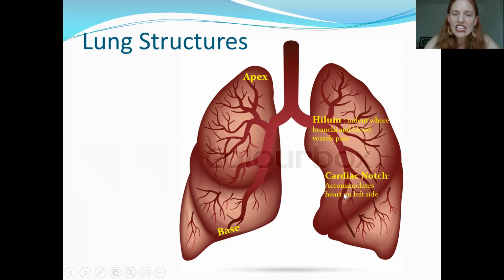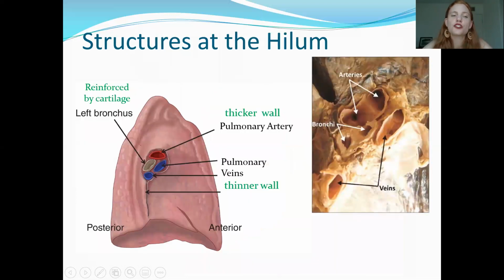And then on the left side, not the right side, because of the location of the heart, the heart kind of nestles in with the lungs. That little cutout area is called the cardiac notch, and it's only going to be found on the left lung, not the right lung. Okay, so there's the cardiac notch right there. Let's look at the structures that are found at the hilum. So what we're looking at in this picture right here, so here's the apex, there's the base.